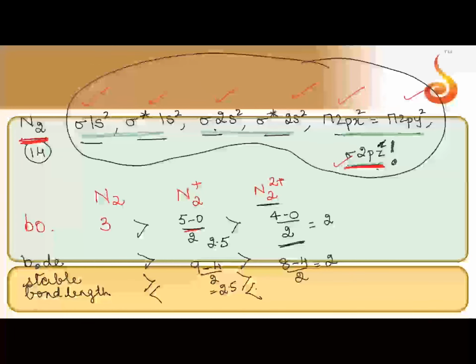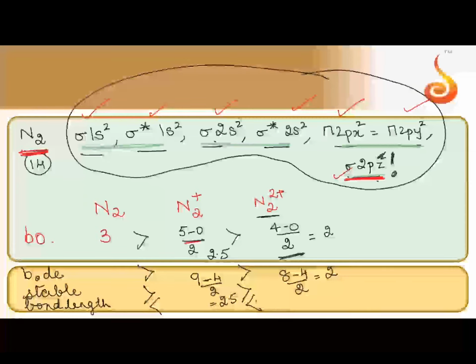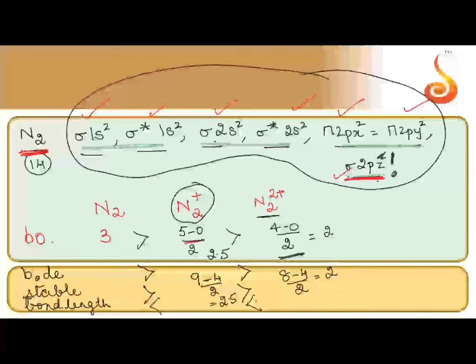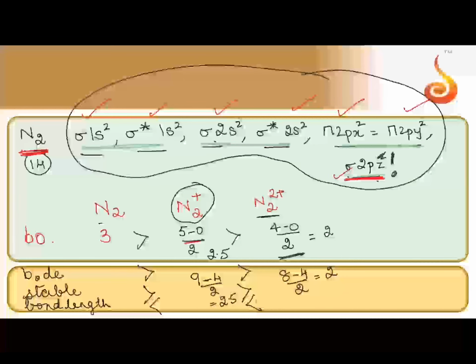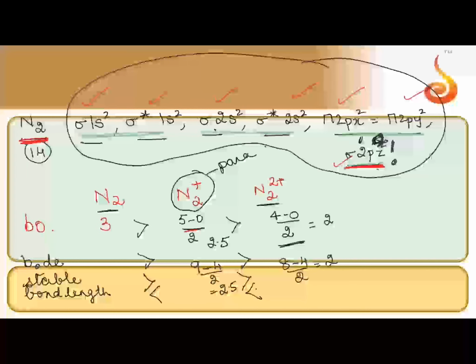Okay, any other doubts you have? Who is paramagnetic? Excellent. Only one species is paramagnetic. Who is that? N2 plus is paramagnetic. N2 is diamagnetic because you had 2 here and 2 here. N2 2 plus, you lost both these electrons, so that was also diamagnetic. N2 plus, you had 1 electron here, so only this one was paramagnetic. Are you understanding this theory clearly?